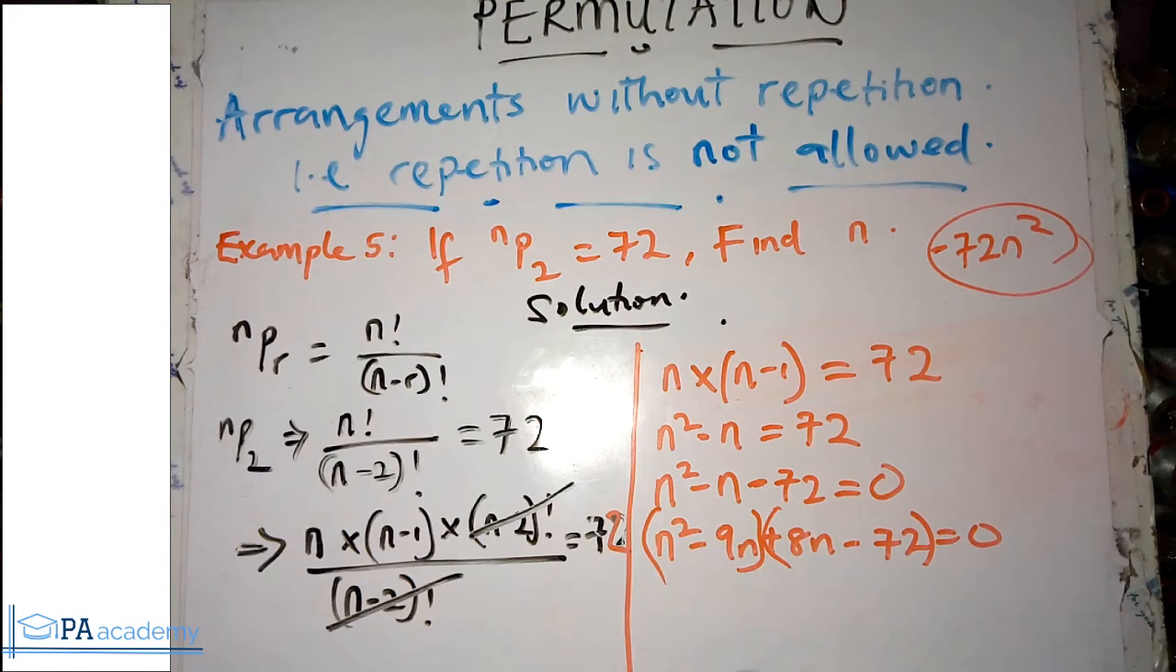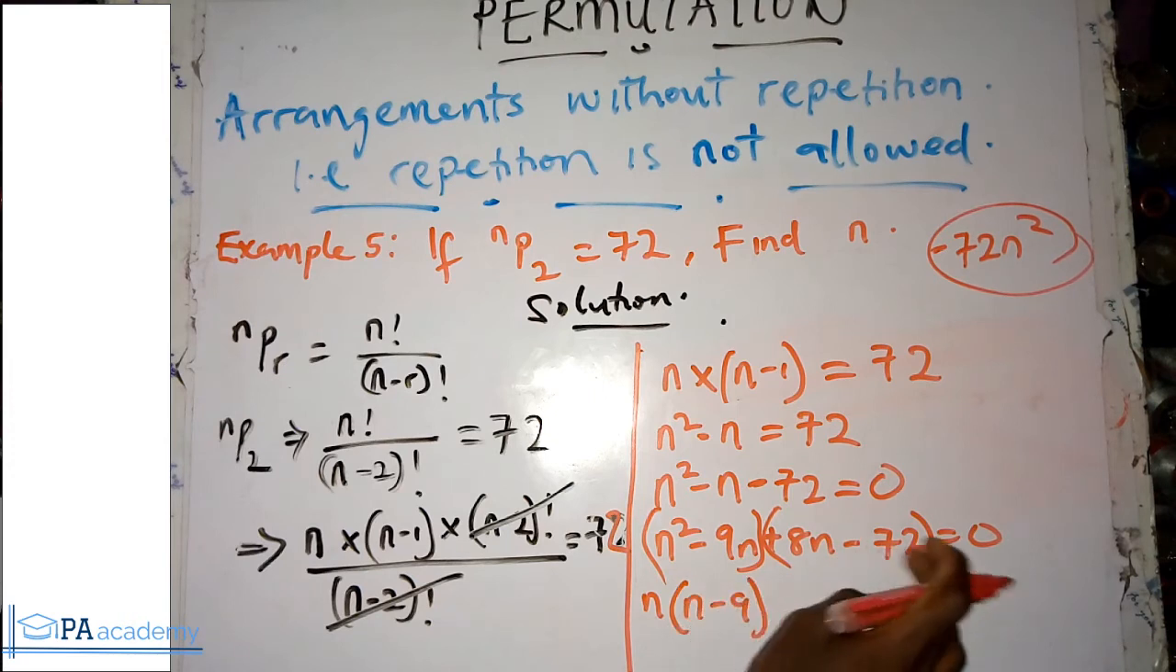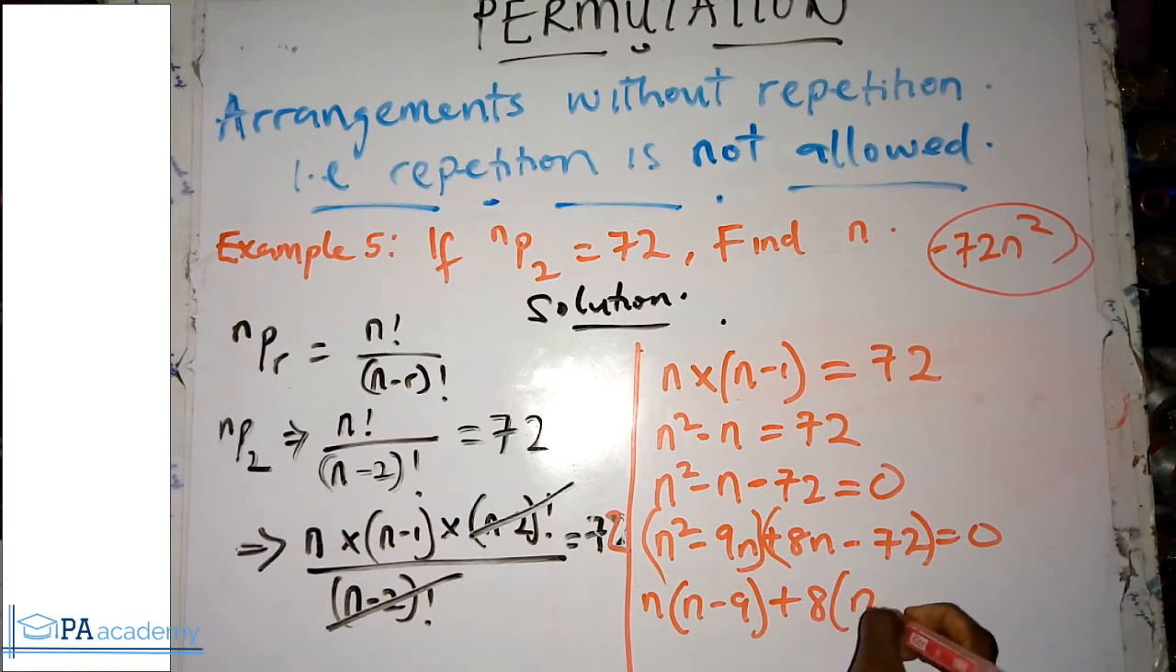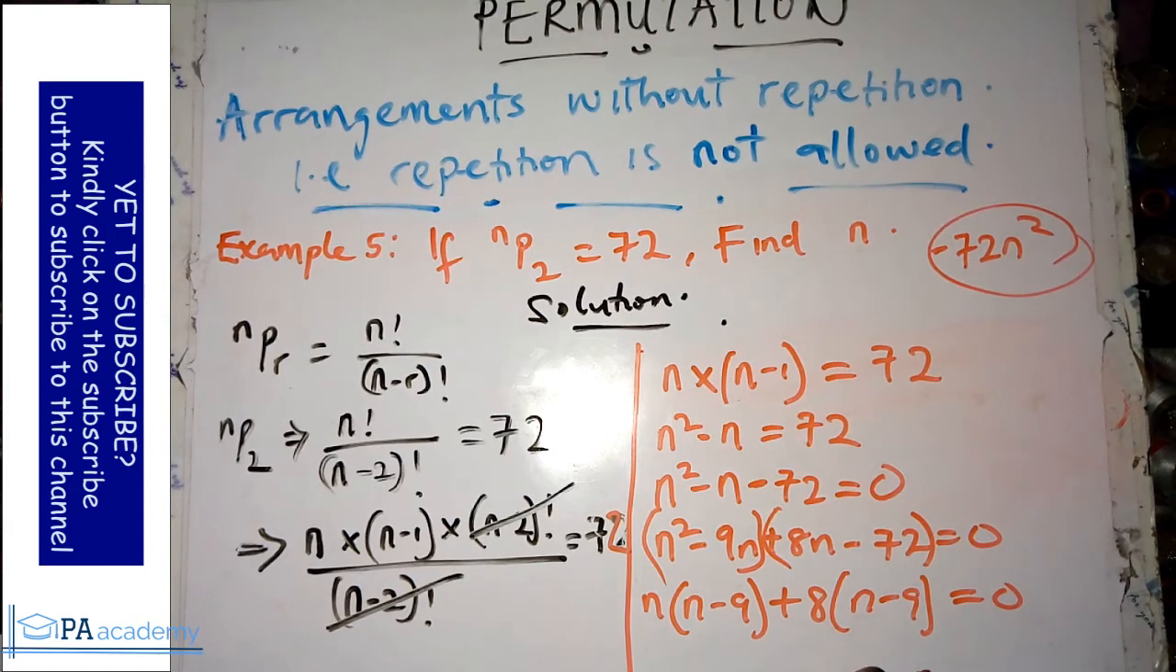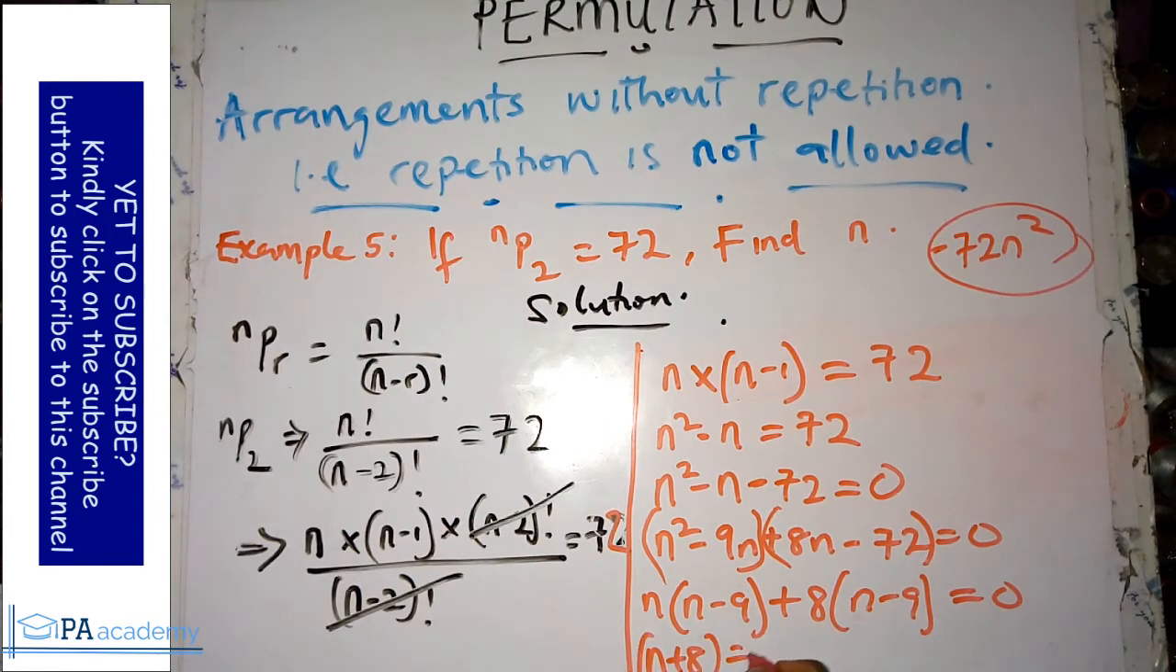By the time we factorize this, what is common here is n. So that will be n into brackets n minus 9, and what is common here is plus 8. So that's plus 8 into brackets n minus 9 is equal to 0. So by the time we bring that together, we have n plus 8 is equal to 0, and then n minus 9 is equal to 0.